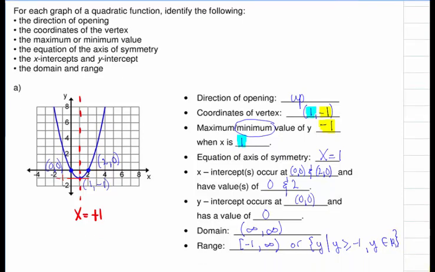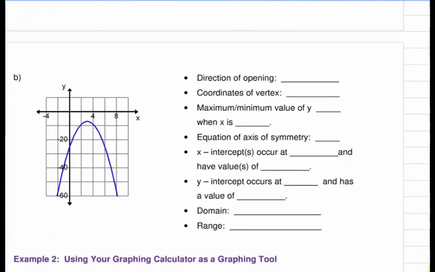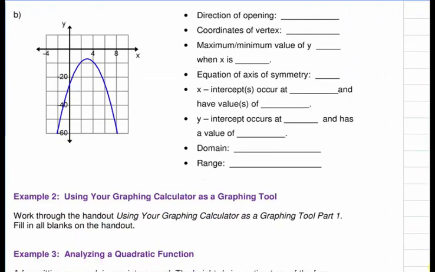Okay, on the next page we have an example which is similar to this one. If you want to try it out on your own, then pause the video and come back to it when you're done and see how you did compared to what I will be doing.